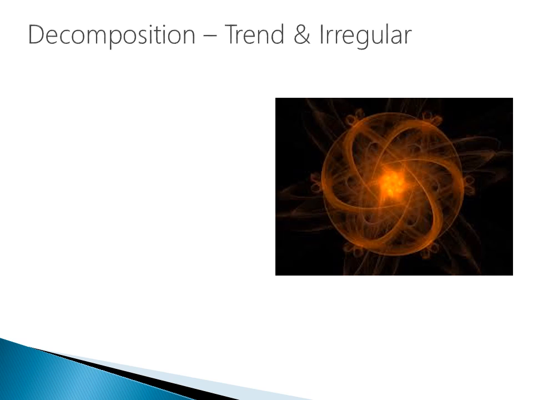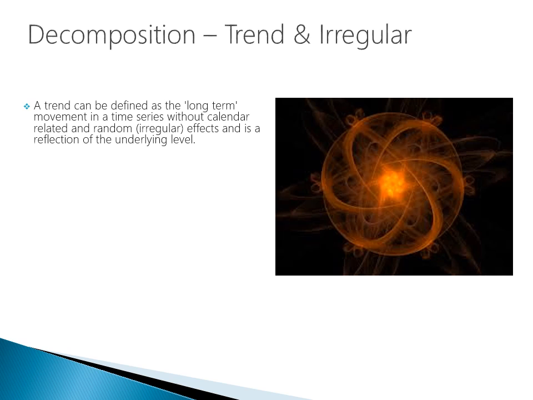Another aspect with decomposition is the trend and irregular components. A trend can be defined as a long-term movement in a time series without calendar-related and random irregular effects, and it's a reflection of the underlying level.